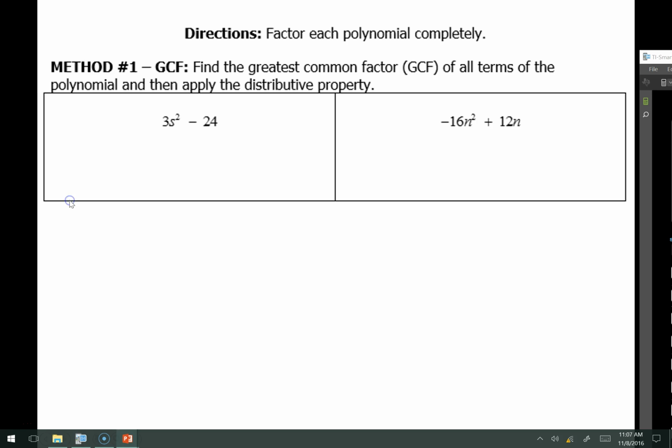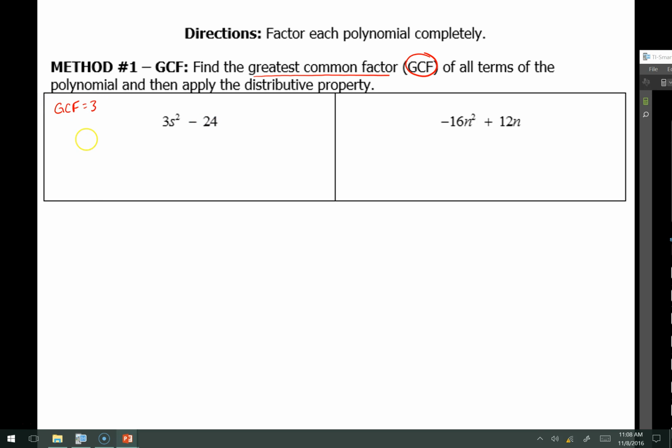Okay, so let's look at the first method. The first method is finding the greatest common factor, or GCF. For this method, we are looking for terms that the two terms have in common, so we can apply kind of a reverse distributive property idea to factor it out. If you look at this first example, both the first term and the second term of this expression are divisible by 3. So that is my GCF.